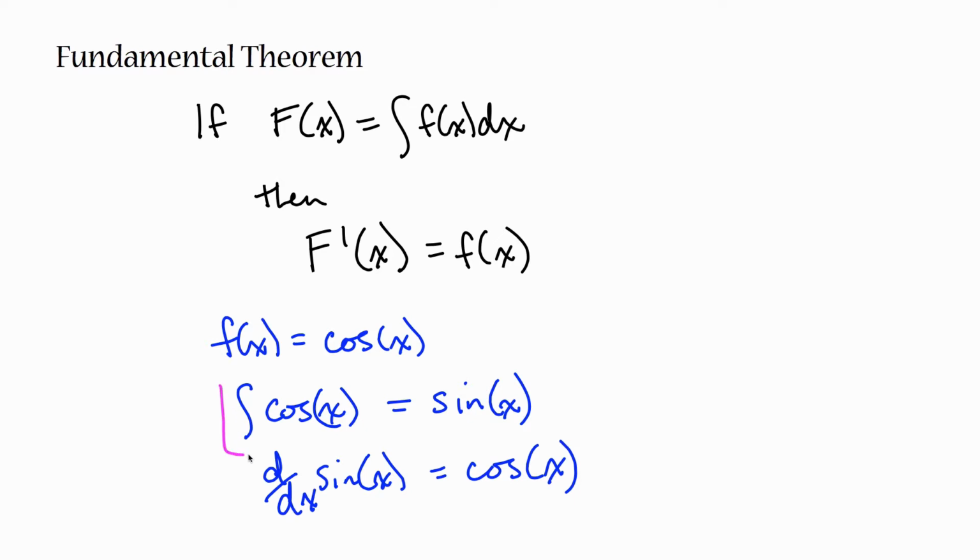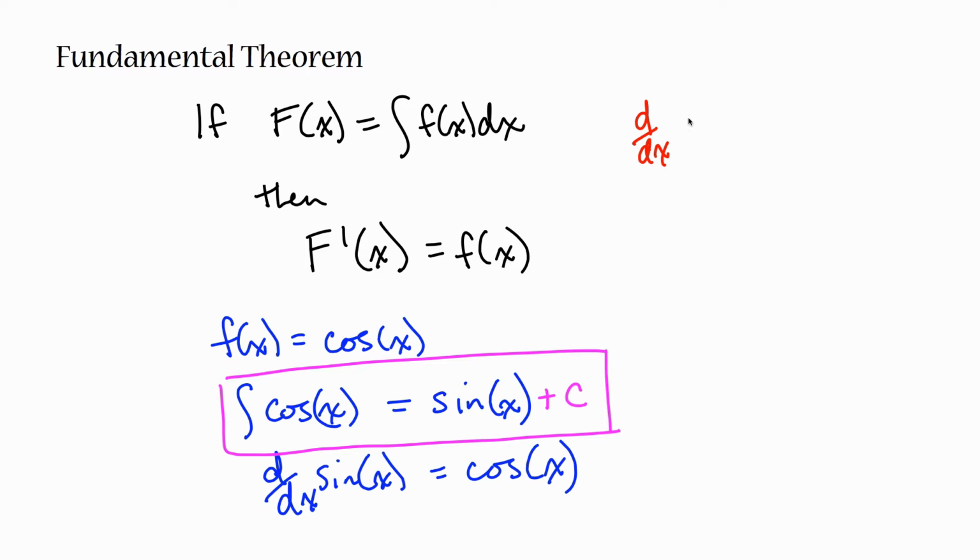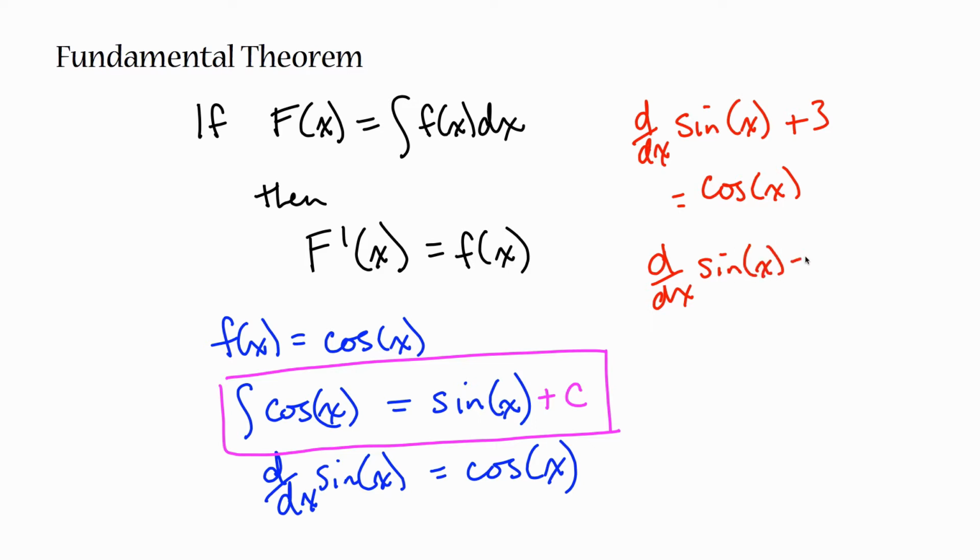The indefinite integral of cosine x is sine of x plus some constant c. Why do I need to put a constant in there? Because if you think about it, what's the derivative of sine of x plus 3? Well, that's cosine of x. How about the derivative of sine of x minus 273? Well, that's also cosine of x.